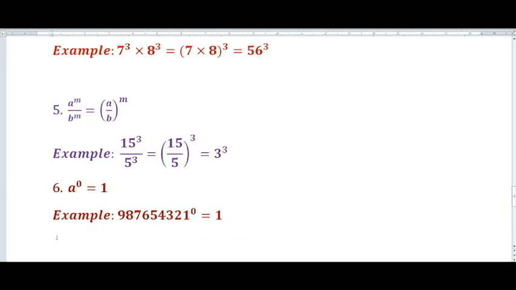6 to the power 0 is equal to 1, 8 to the power 0 is equal to 1. Whatever number it is, whether it is big or small, if the power is 0, its value is 1.